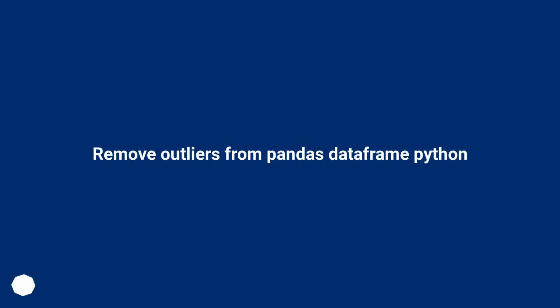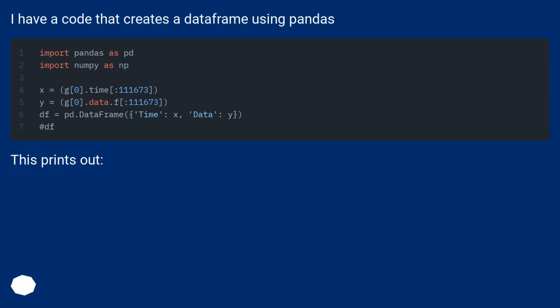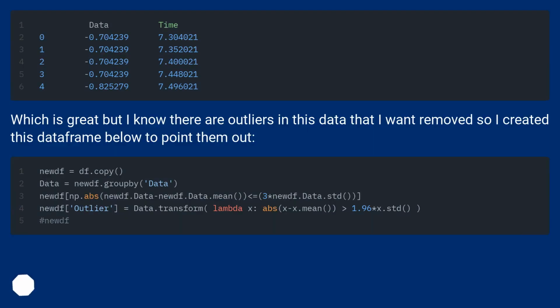Remove outliers from pandas dataframe Python. I have a code that creates a dataframe using pandas. This prints out, which is great, but I know there are outliers in this data that I want removed, so I created this dataframe below to point them out.